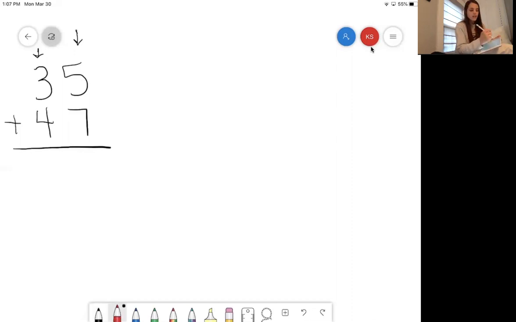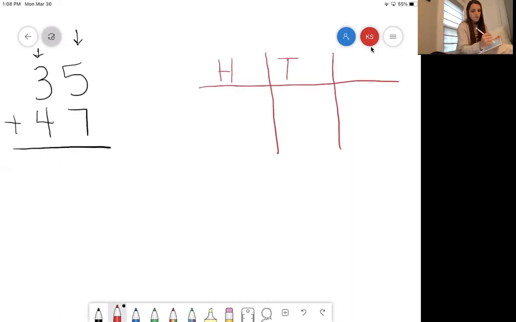To help me solve this, I'm going to make an H-T-O chart. That stands for hundreds, tens, and ones. I'm just drawing this out so you can see the difference of the place values. Sometimes we practice this in school with work mats and dry erase boards. This is just so you can see it better.